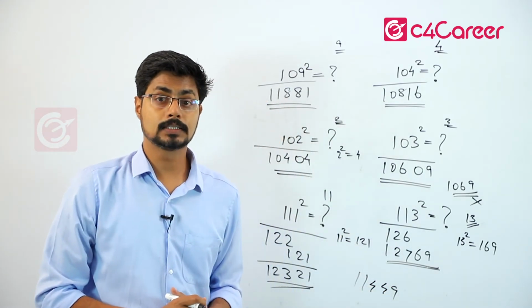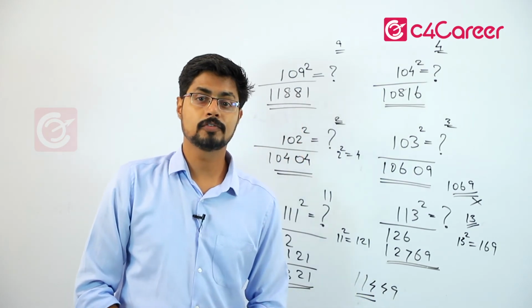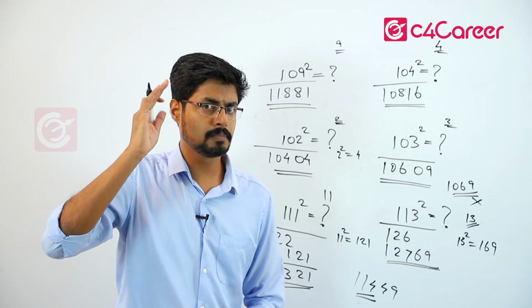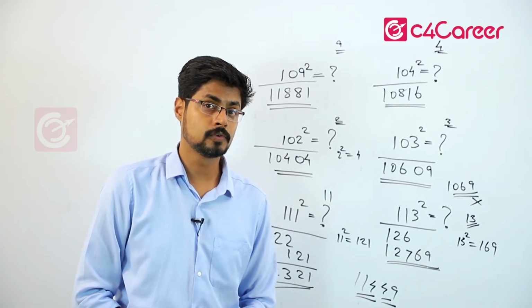11449 is your answer. How did I get it? I added 7 to 107, so I got this 114. 7, I can see that number in my mind. 7 square is 49. So I am getting the answer 11449.